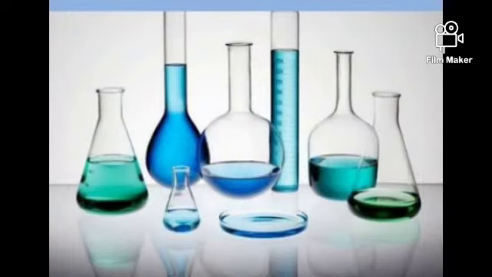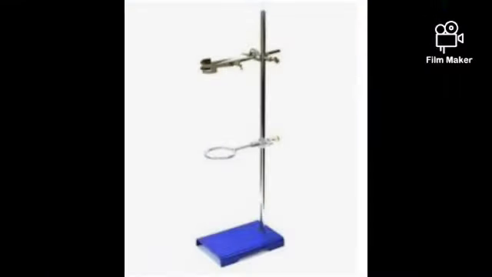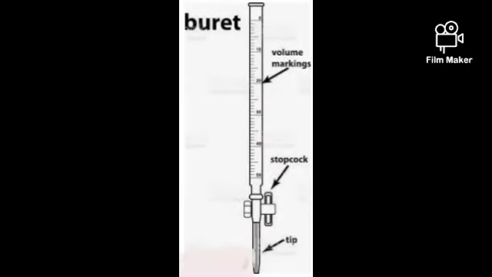We have terminologies that we use. I want you to first of all understand those things before we go in depth. Among the apparatus that we use, the first one I want to introduce to you is the retort stand. The retort stand is what we normally use to clamp the burette and make it stand vertically.